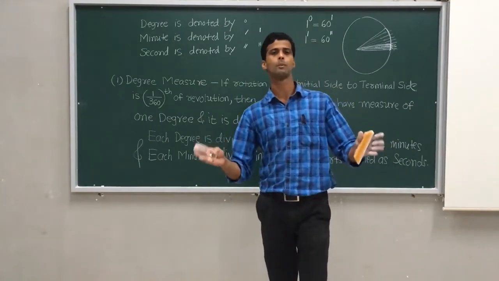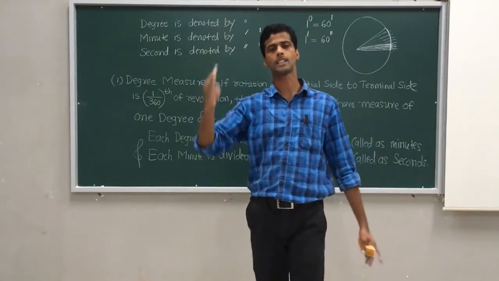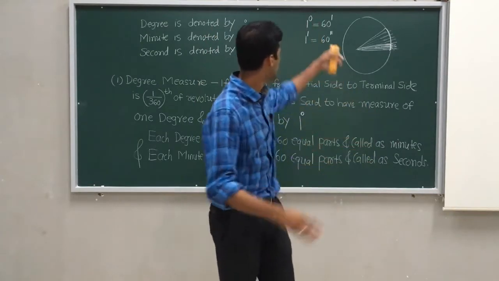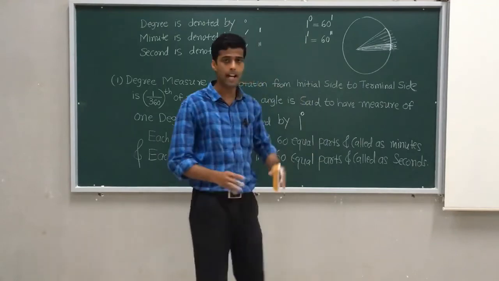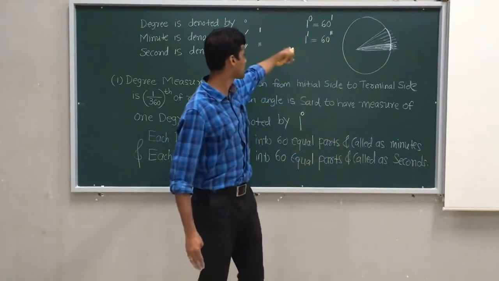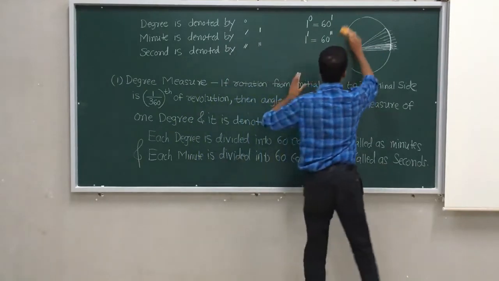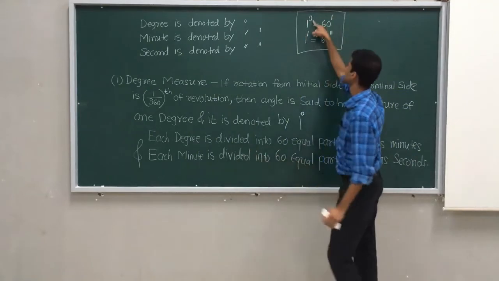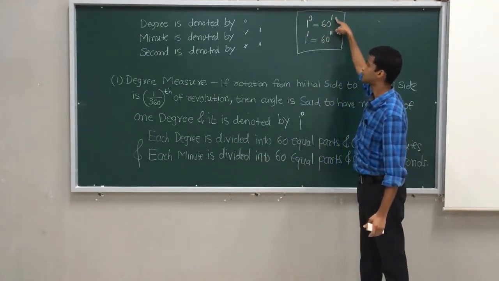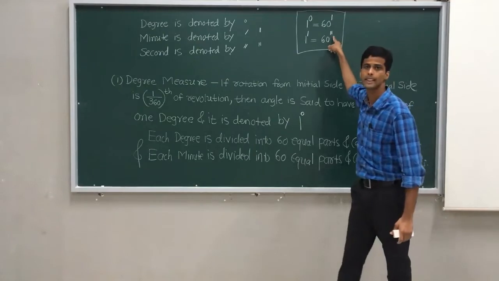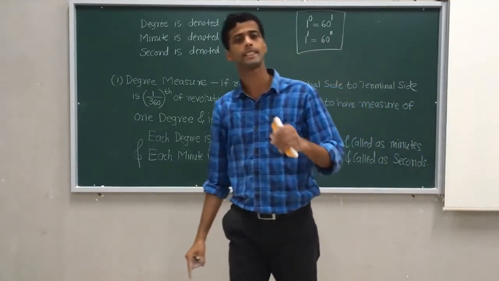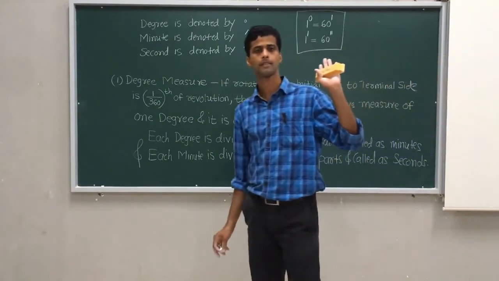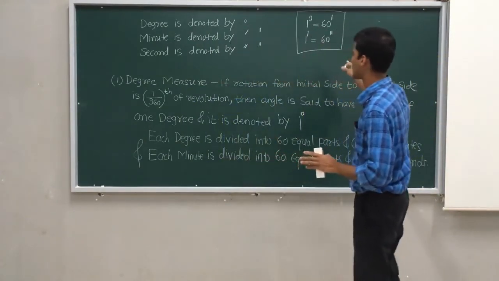Therefore, this is the story of degree measure. 1/360th of a revolution is 1 degree. If you add 60 minutes, it gives you 1 degree. If you add 60 seconds, it gives you 1 minute. Keep in mind this important thing: this notation is for degree, this for minute, this for second. 1 degree, 60 minutes. 1 minute, 60 seconds. So that's about degree measurement.